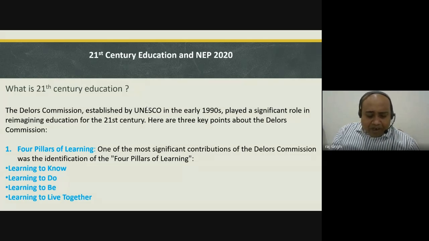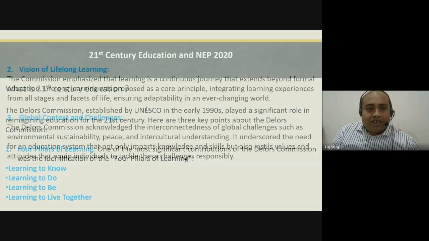So these four pillars provide a holistic framework for education, emphasizing not just knowledge acquisition but also skill development, personal growth, and social responsibility. They recognize the broad role of education in personal and social development. So these are the four pillars that I explained.